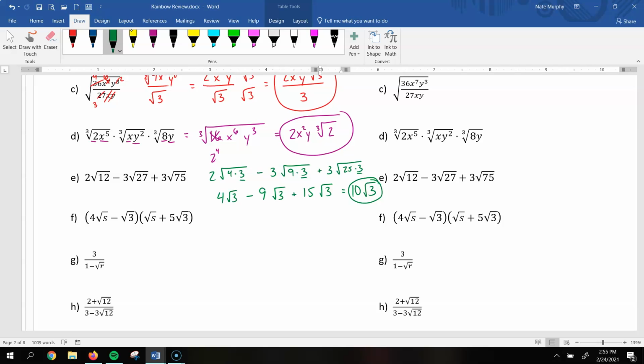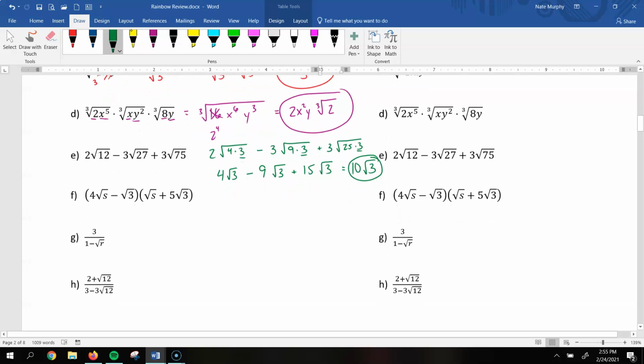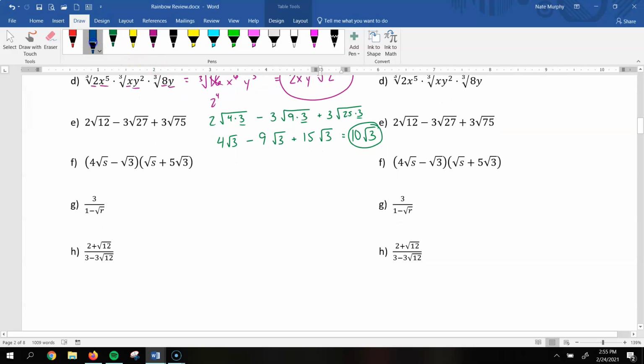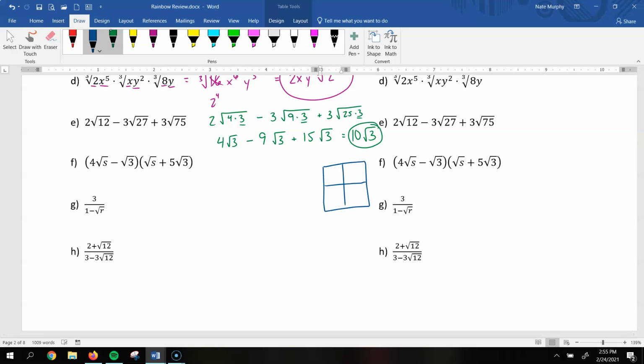All right, for letter F. We're going to multiply these together. I'm going to need a little bit of space here, so I'm going to do this down here. So we're going to multiply these two quantities. So it doesn't matter where you put them. I'm going to put 4 square root of s in that first term minus the square root of 3. And over here we'll have the square root of s, and then 5 square root of 3.